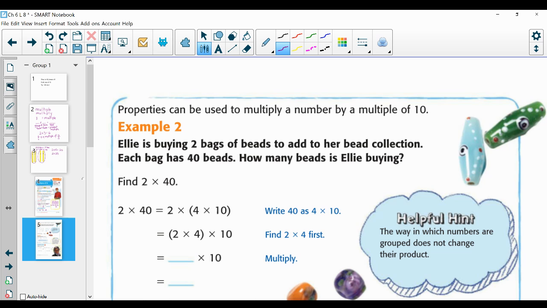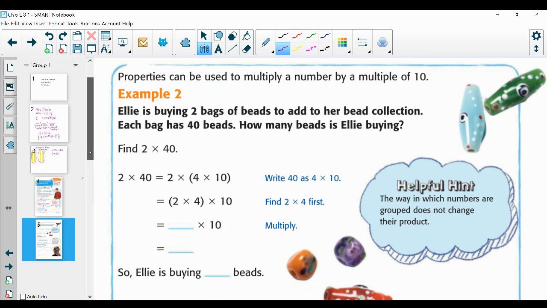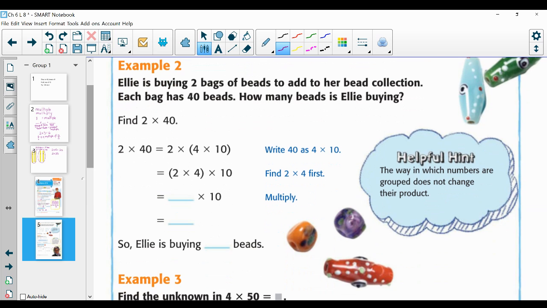Properties can be used to multiply a number by a multiple of 10. Ellie is buying 2 bags of beads to add to her bead collection. Each bag has 40 beads. How many beads is Ellie buying? So you want to find 2 times 40. So 2 times 40 is the same as 2 times 4 times 10.